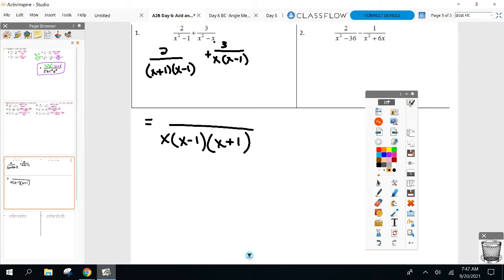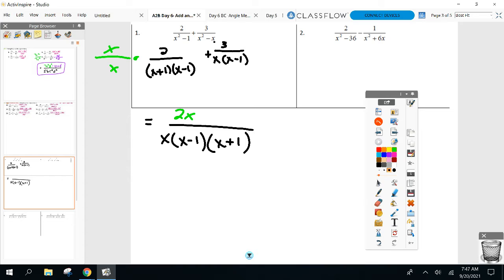Okay. 2 over (x plus 1)(x minus 1). I want you to compare this denominator, Frank, with the common one I have. What's the only thing that's missing that I need to multiply by? On the bottom, and we talked on Friday, whatever you multiply on the bottom by, you got to multiply on top. So, Frank, what's going in my numerator? Not just a 2, but a 2x. Done. Everyone's good?